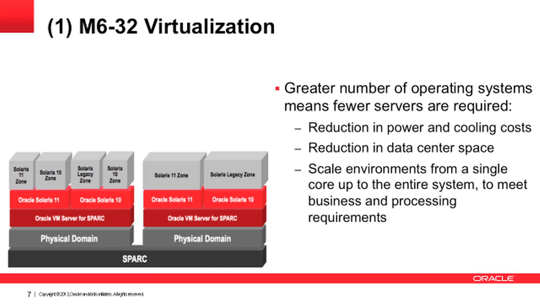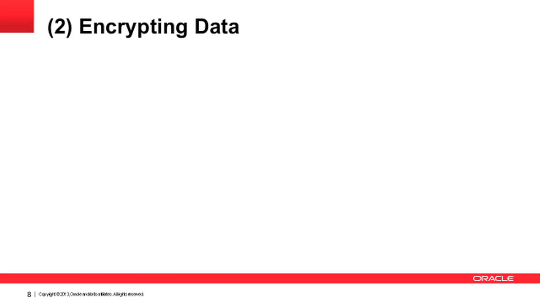So as we look at this environment, we get a greater number of operating systems, which provides you with a reduction in power and cooling costs, a reduction in data center space, and we can scale this environment from a single core operating system environment all the way up to the entire system. This allows the SPARC M632 to meet a variety of business and processing requirements.